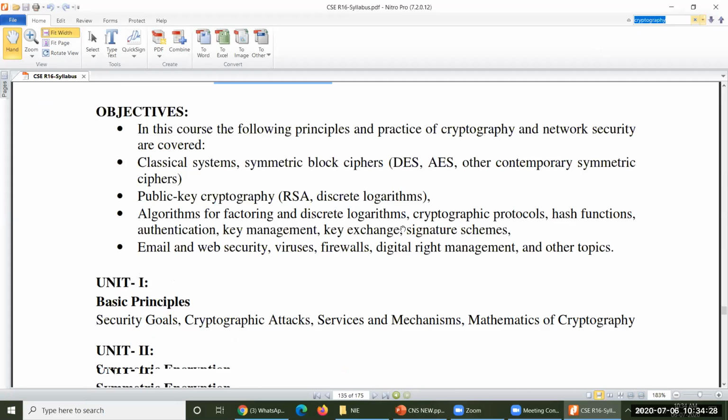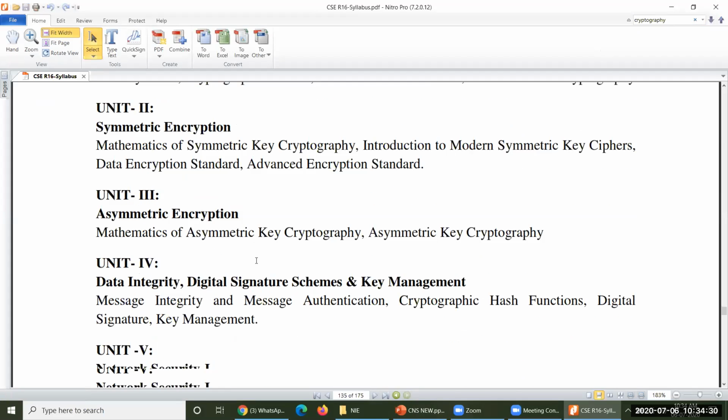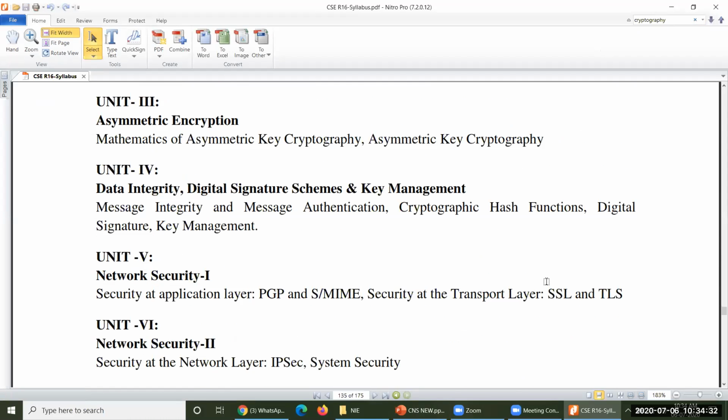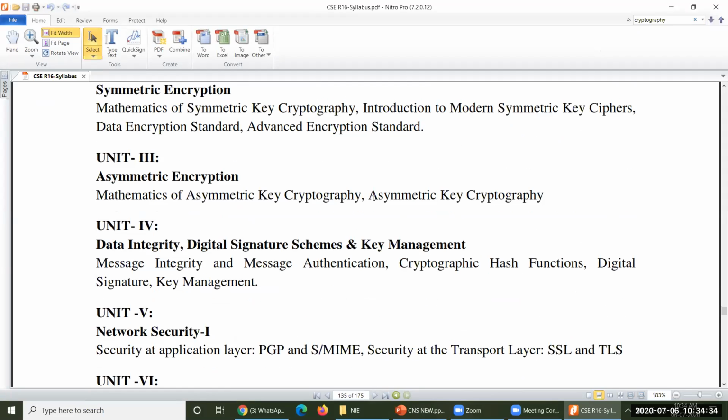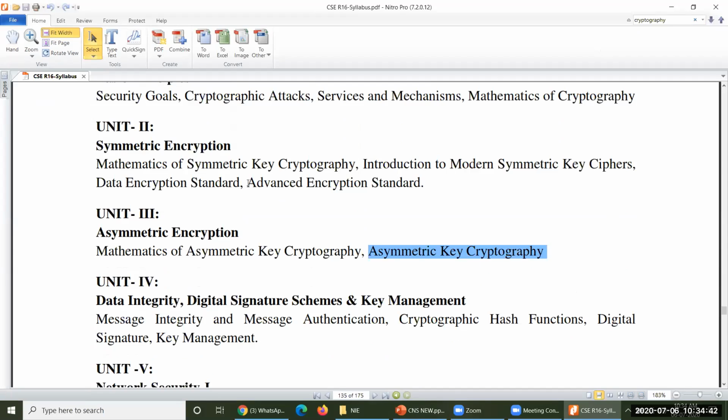In terms of your syllabus, we have completed up to here. Asymmetric key cryptography... sorry, not this one, second unit. Advanced Encryption Standard has been completed. And tomorrow, next class, we will start with unit number 3.